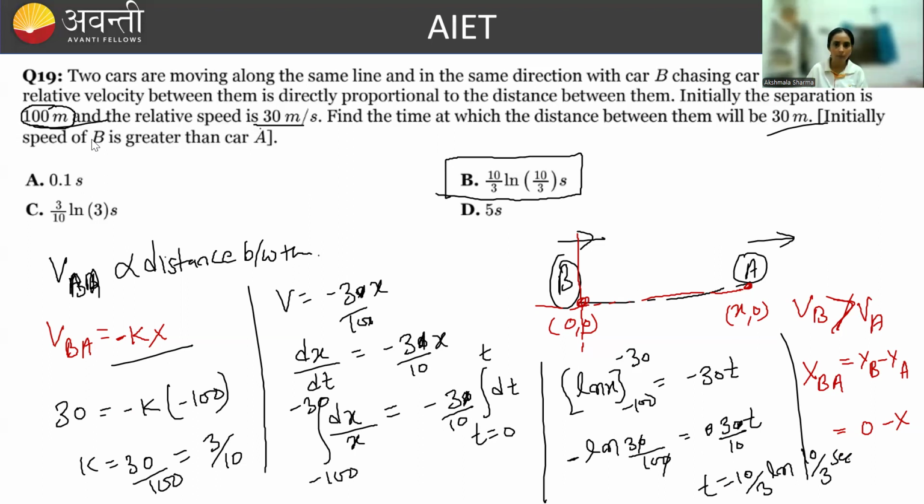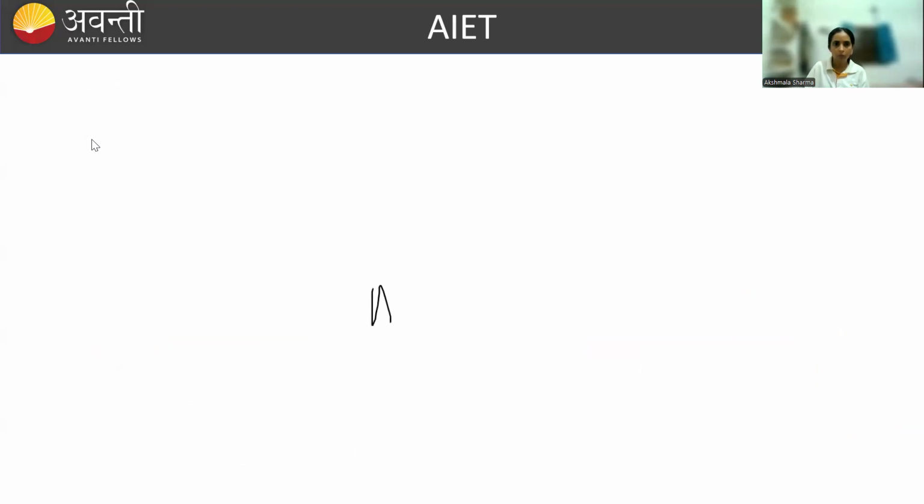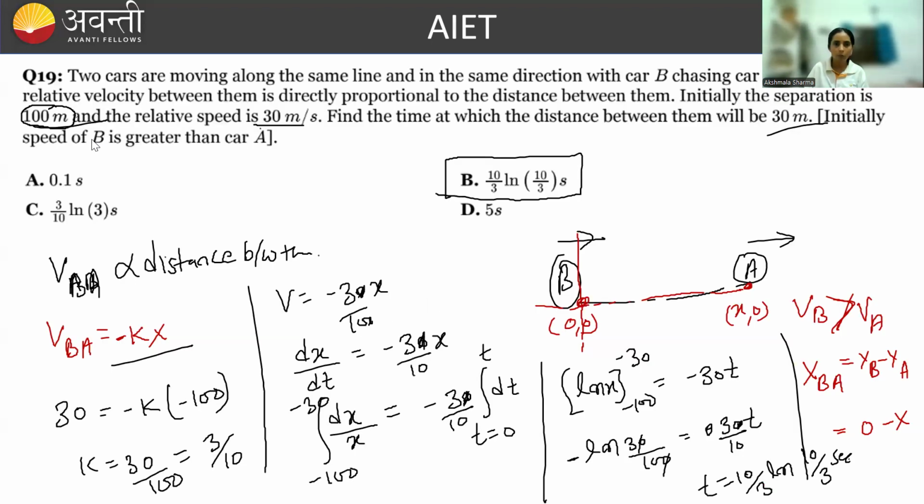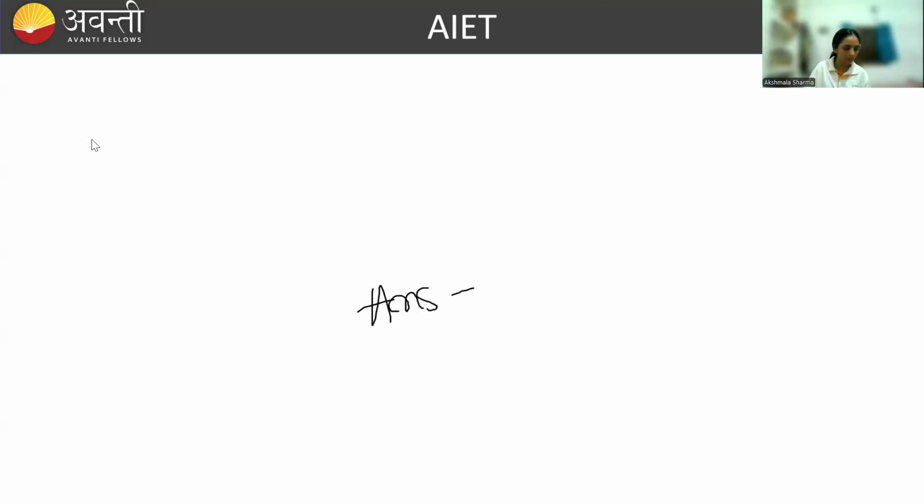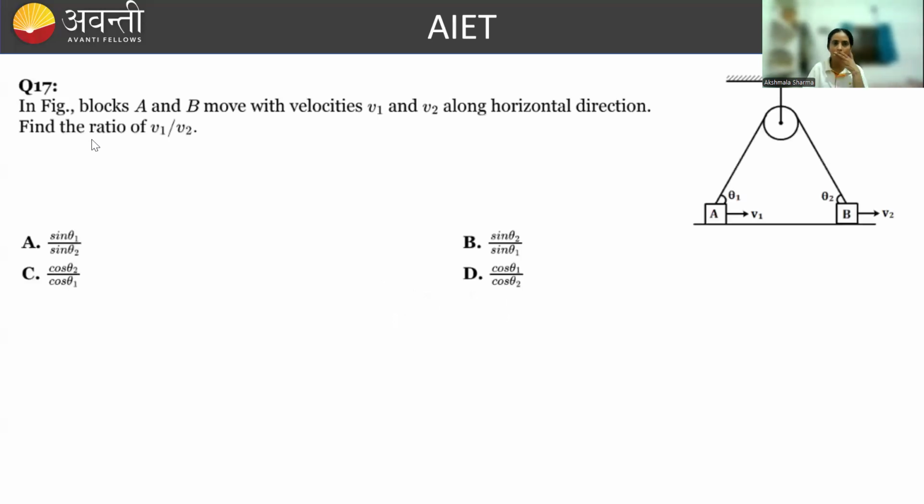Done है? चलो. Now let's check the correct answer. क्या आया था हमारा? Option was which one? It was B. 19 का answer will be B. Now let's move on to the next.